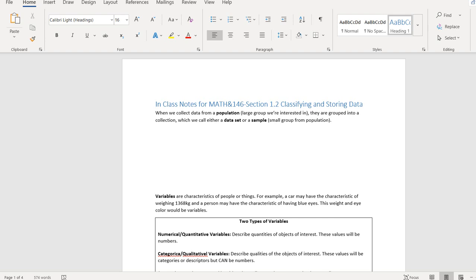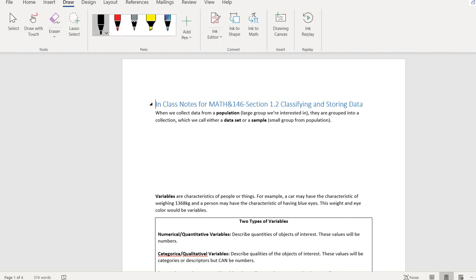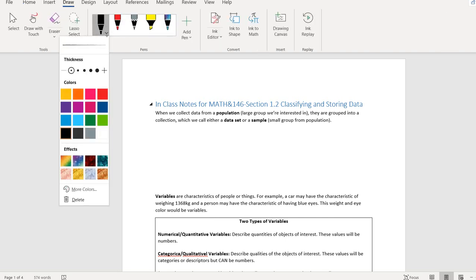Alright, so in this section, which is section 1.2, we're going to talk about classifying and storing data. However, before we start talking about that, what we need to talk about is the difference between a population and a sample. When we collect data, we usually do it from a large population, so that would be the group that we're interested in, and we put them into a collection, which we call either a data set or a sample.